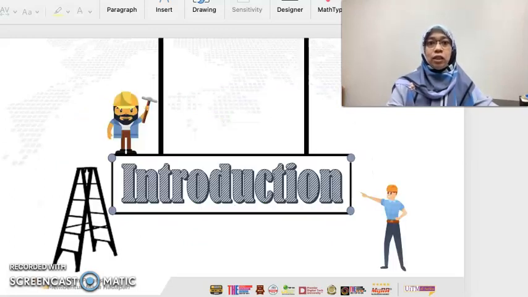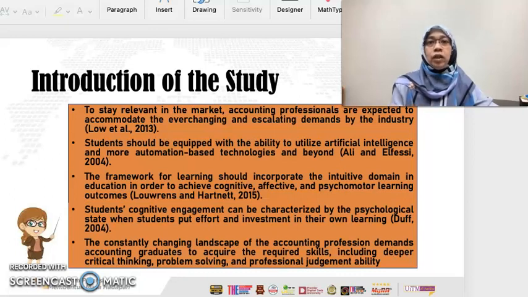Now let's look at the background of the study. We know that to stay relevant in the market, accounting professionals are expected to accommodate the ever-changing and escalating demand by the industry. Students should be equipped with the required skills and knowledge. The constantly changing landscape of the accounting profession therefore demands accounting graduates to acquire the required skills, including deeper critical thinking, problem solving ability, and professional judgment ability.